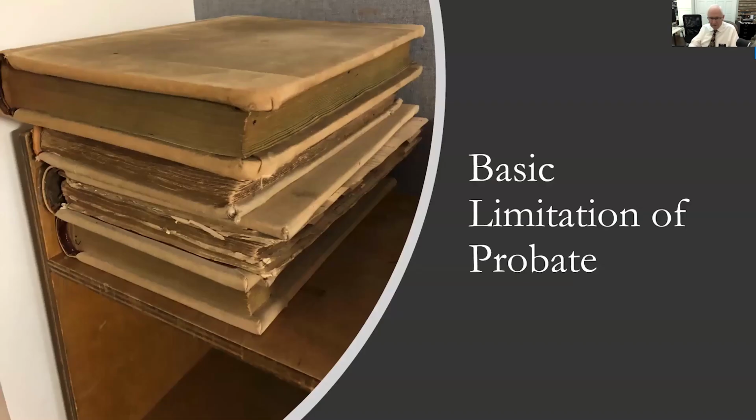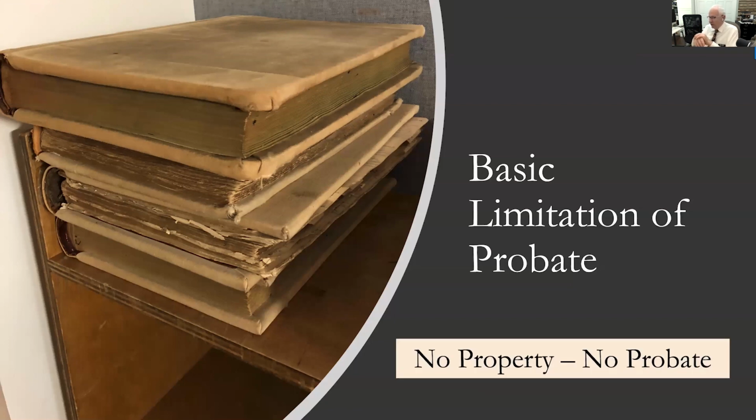Okay, let's move on. What are some of the basic limitations? What's the basic limitation of a probate action? Well, the basic limitation is something I've alluded to and spoke about briefly. No property, no probate. So if your people are really, really poor, they're just dirt poor, or they don't own anything in particular, then it's very, very unlikely that they've been into court.